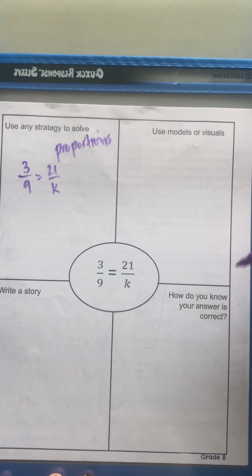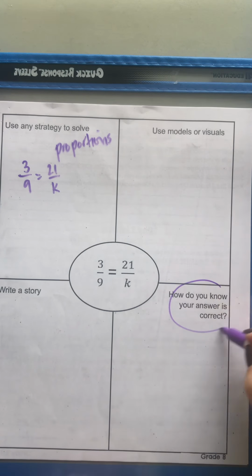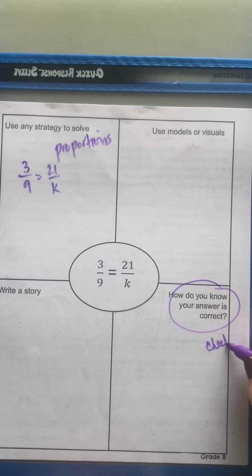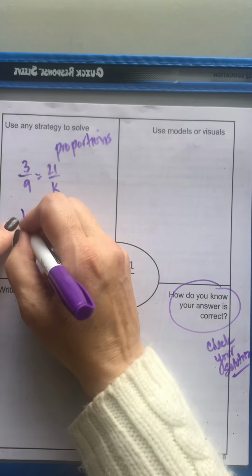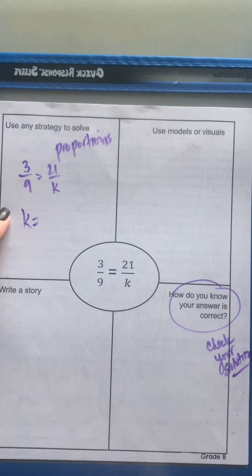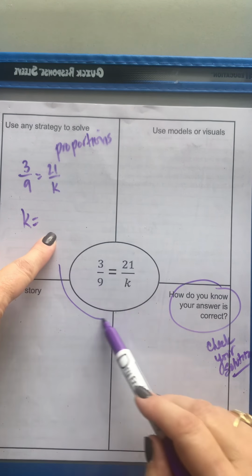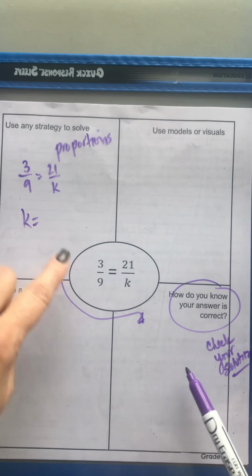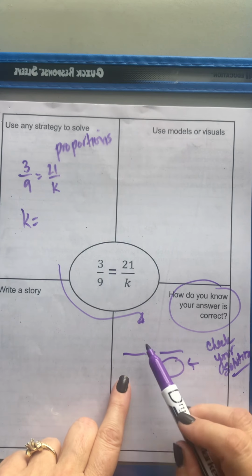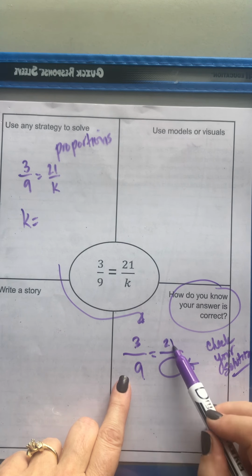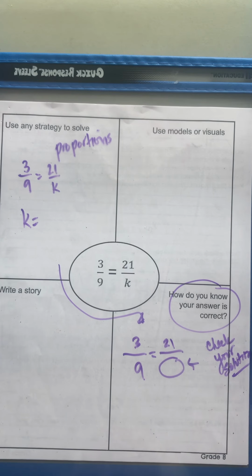And how do you know if your answer is correct? I hope you know that you can check your solution, right? So you're going to take the answer you got when you found out whatever k equals, and then down in this section here, you're going to plug it in there. And when you cross multiply, these should work out to be the same. So that's how you know your answer is correct.